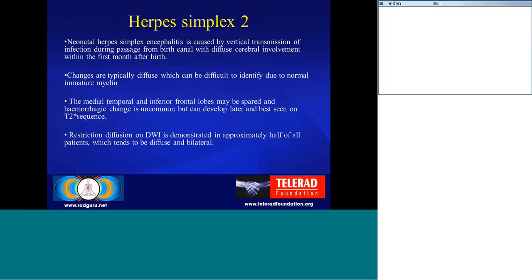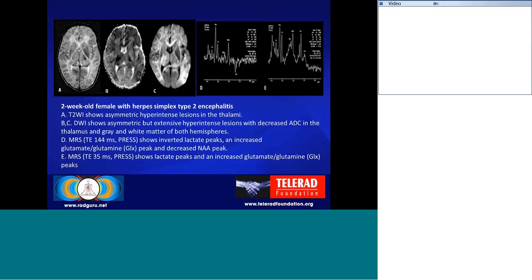And you should always remember that the involvement is different in herpes simplex 2 virus and herpes simplex 1 virus. The medial temporal lobe and inferior frontal lobes are spared in herpes simplex 2 virus, and hemorrhage is also uncommon. Restricted diffusion on diffusion weighted MRI is demonstrated in approximately half of the patients, which tends to be diffuse and bilateral. So this is herpes simplex 2 encephalitis.